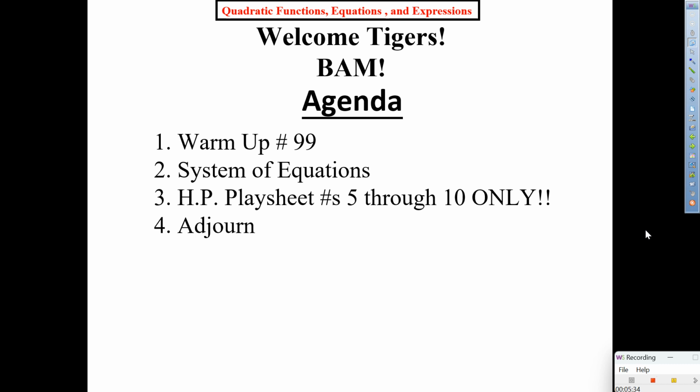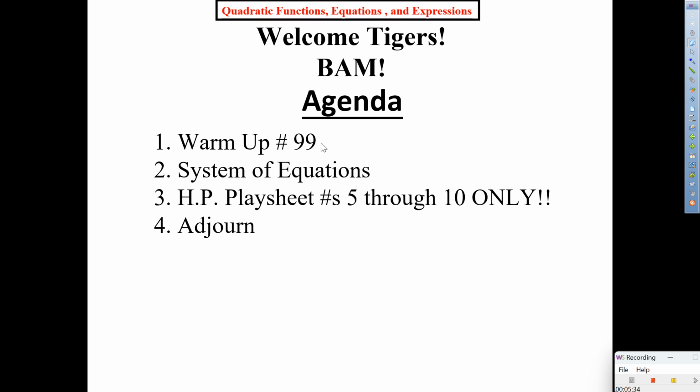Agenda for today, warm-up number 99, systems of equations. We're still in the middle of that. Tonight's home play sheet numbers 5 through 10 only. So we're revisiting substitution. Last week we started with substitution and graphing, but we just did one session and then we did practice on graphing. Today we're going to do practice on substitution, just a couple of them, just to revisit. And tomorrow we're going to get to the other method, which is elimination, okay? It's going to go pretty quick, so stay focused.